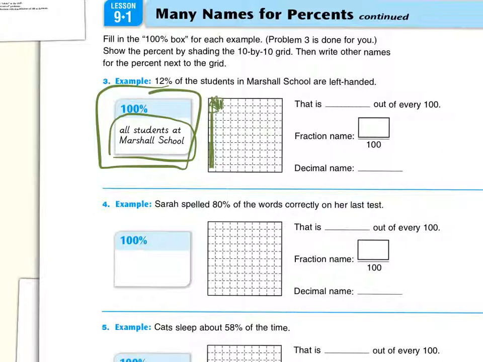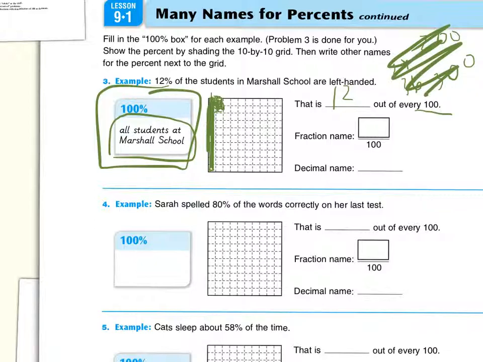Okay? This grid just kind of helps you see what it would be out of 100. Doesn't mean that Marshall School only has 100 kids and that 12 of the 100 are left-handed. This just tells you that out of all the kids in Marshall, 12% is left-handed. We're just doing this so you understand how you go from fraction to decimal. So this means 12 out of every 100. Okay, so if there were 200 kids, there'd be 24 left-handed kids. If there were 300 kids, there'd be 36 left-handed kids. That's what it's saying, 12 out of every 100. So the fraction would be 12 out of 100. The decimal would be 0.13.